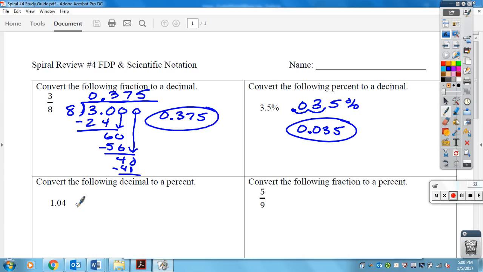Over here, convert the following decimal to a percent. Again, another one to not be lazy on. Moves 1, 2 times. 104%. You can think about these two circle things move 2 times.